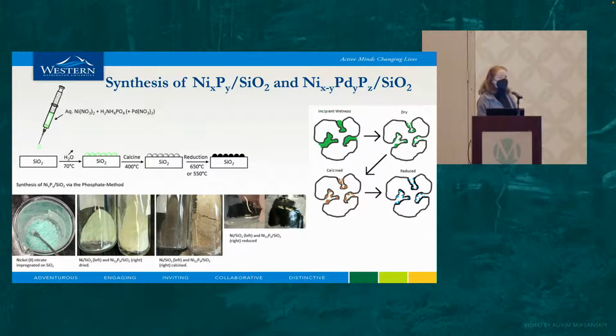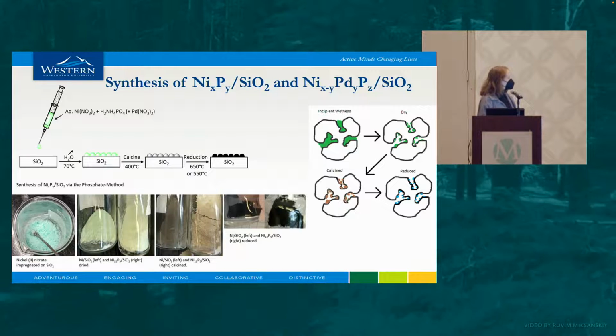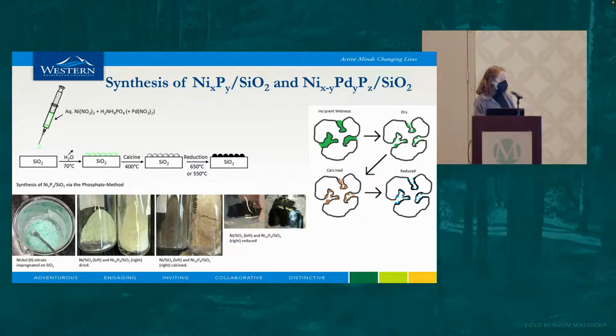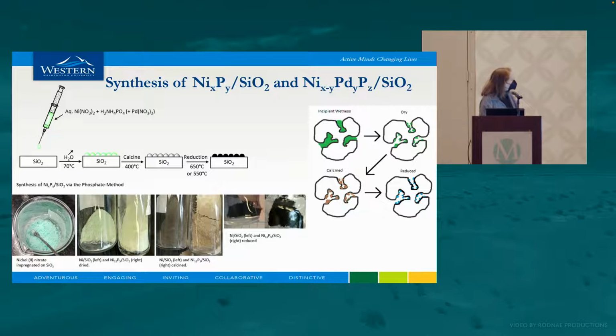Then we reduce it or activate our catalyst. So we bring it up to 650 or 550 degrees Celsius, and we do it under a flow of hydrogen gas. And after the reduction, our catalyst particles themselves are a little bit smaller, meaning we have more surface area and more active sites for our reactants to bind to, which is a really good thing. And after the reduction, you'll notice they're both black in color.